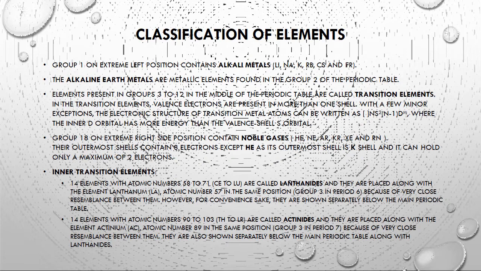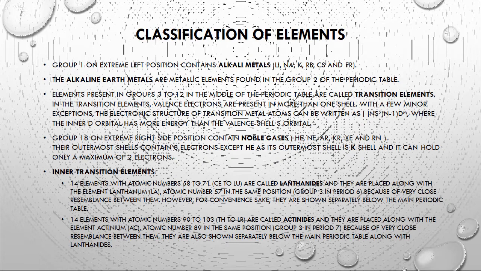These are helium, neon, argon, krypton, xenon and radon. The outermost shell contains 8 electrons except helium, as its outermost shell is the K shell and it can hold only a maximum of 2 electrons.